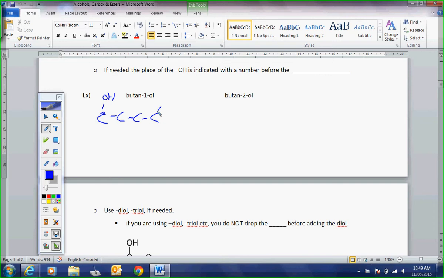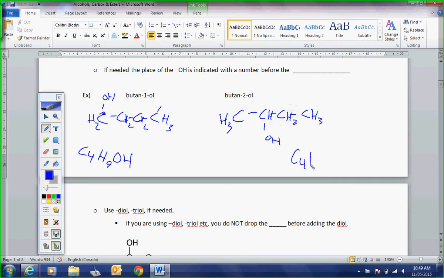And then the rest get hydrogens, H3, H2, H2, H2 on that OH carbon, right? And so the molecular formula would then be C4H9OH. Okay? And butan-2-ol, 1, 2, 3, 4, OH there. So H3's at the end, H2, H in the middle. So this is C4, H, 1, 2, 3, 4, 5, 6, 7, 8, 9, OH.